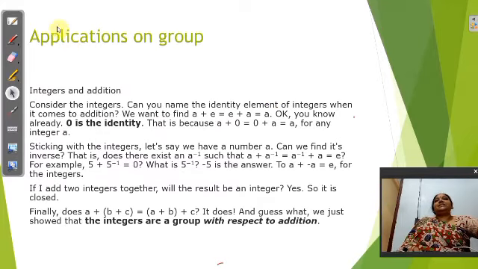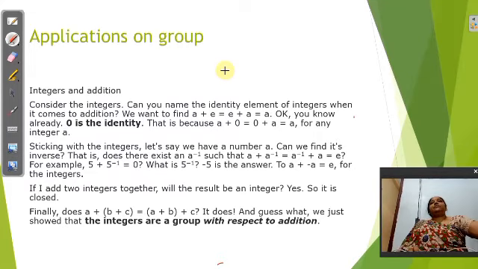Okay, we'll see some applications on groups. First set, what we are taking, integer set. We are taking integer set and we are taking the operation as addition. Now we have to check whether it is satisfying group conditions or not. What are the group conditions? We know that to say that an integer set is a group with respect to addition, it must satisfy closure, associative, identity and inverse.